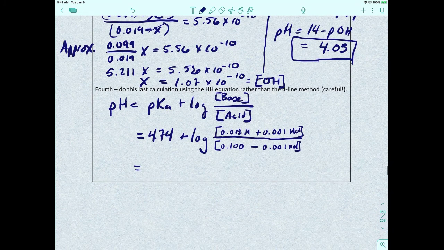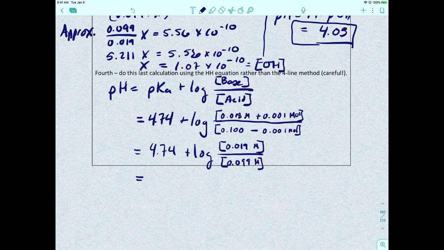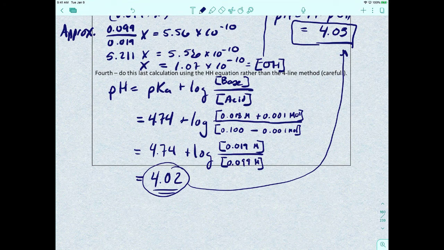So that really becomes 4.74 plus the log. For the base, that would be 0.019 molar divided by 0.099 molar for the acid. And if you solve, that comes out to be 4.02. So we pretty much got the same value that we got doing it the longhand. But that's it. That's how a buffer works, and that's how the Henderson-Hasselbalch equation also works for a buffer.